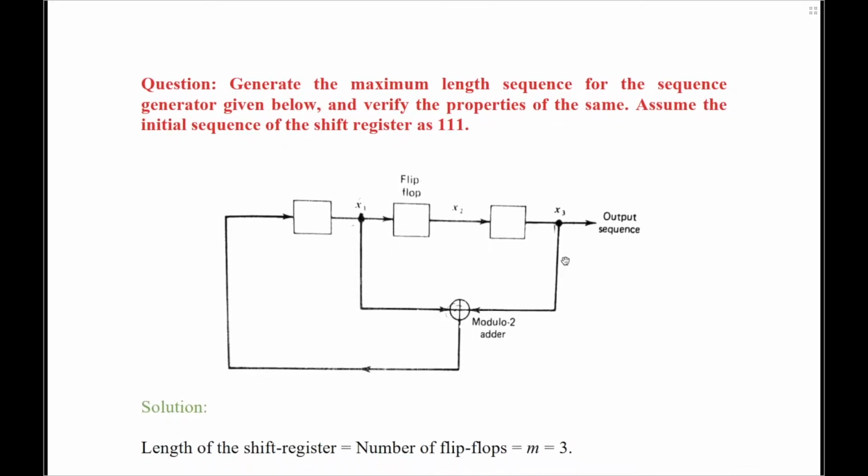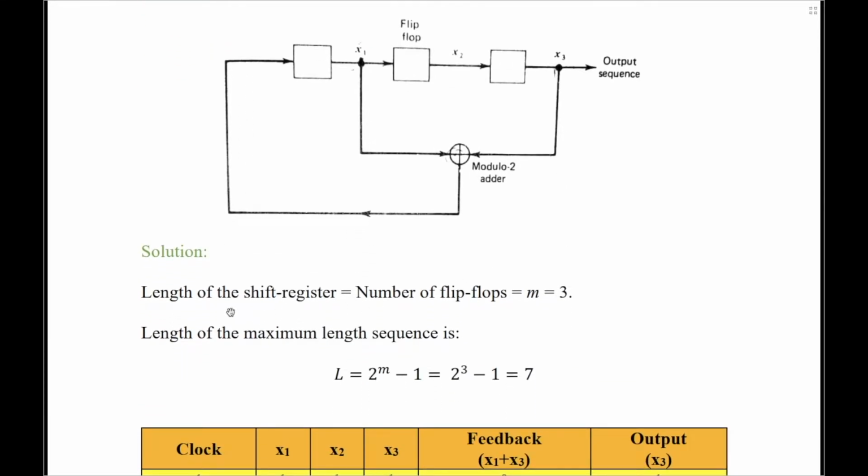So, let us start with the solution. We start by identifying the length of the shift register first, which is also equal to the number of flip-flops in the linear shift register. Since there are 3 flip-flops, the length of the shift register is equal to 3. Then the length of the maximum length sequence or the PN sequence, which is denoted by capital L, is given by the formula 2 power m minus 1. Since m equals 3 here, it will be 2 power 3 minus 1, which is equal to 7. So, the length of the PN sequence, or here the maximum length sequence, will be 7.